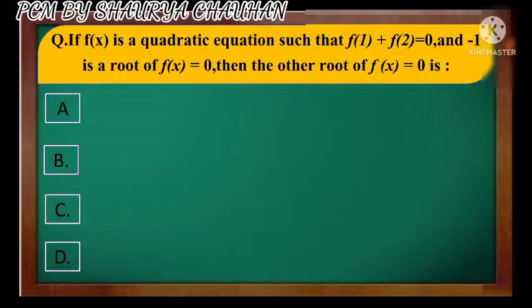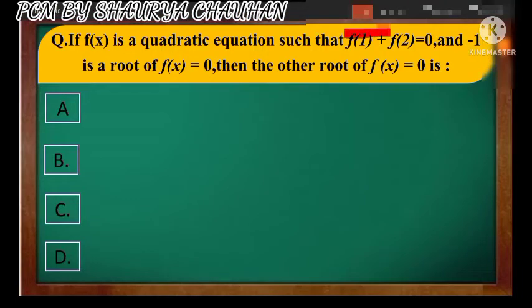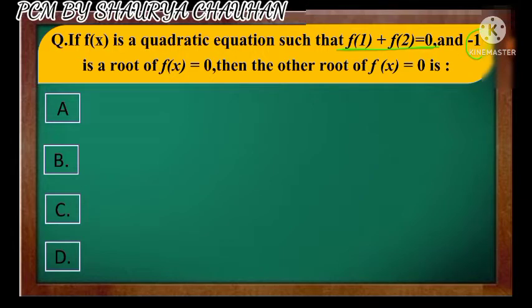Here's the first question. If f(x) is a quadratic equation such that f(1) + f(2) = 0 and -1 is a root of f(x), then the other root of f(x) is. Here we have to mark two important things: f(1) + f(2) = 0, and -1 is a root of f(x) = 0. Then the other root of f(x) = 0. Let's see the options for this question.